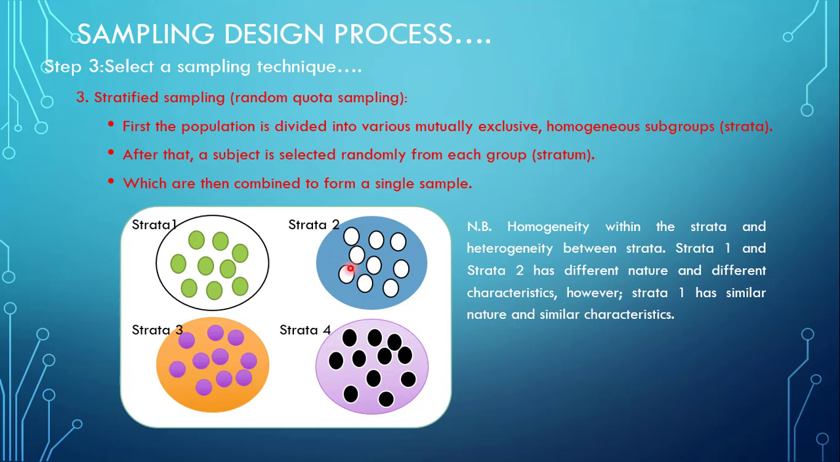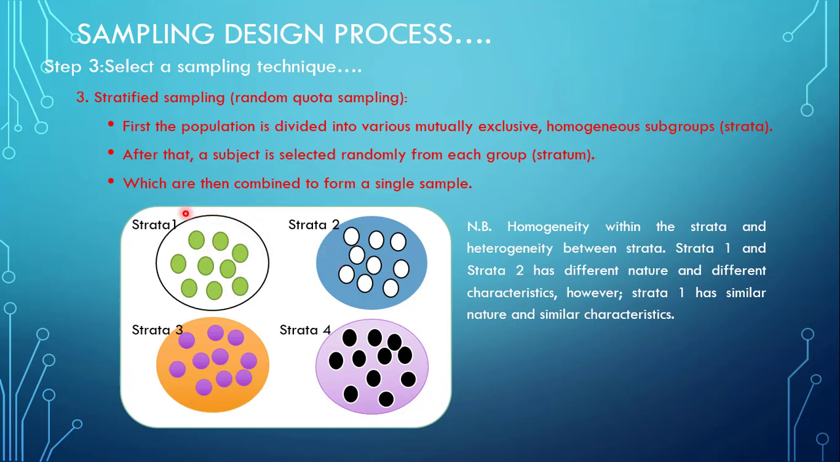So just to make it simple, let's assume you classified your strata. You divide your population in terms of gender. So let's say those individuals in strata 1 are male and those individuals in strata 2 are female. In terms of characteristics, those individuals in strata 1 have similar characteristics, which is male, and in strata 2, which is female, they have similar characteristics.